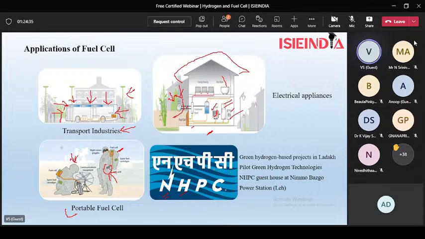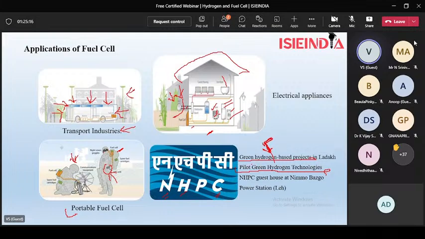A similar thing is happening with NHPC, National Hydro Power Corporation. They have signed an MOU with the Lieutenant General of Leh Ladakh, and they are working on a green hydrogen based project. They are developing pilot green hydrogen technology, and they are increasing the production of green hydrogen in that region.